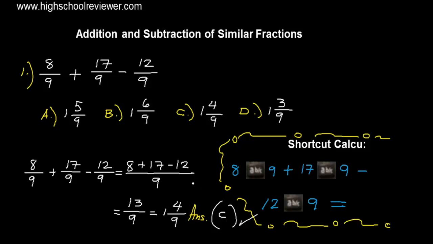Now, for the last part, you can use the calculator as your shortcut. So in using your calculator, you will press 8, and then the fraction key for your calculator, which is A and B over C. And then press 9, and then press the plus sign, 17, the fraction key, 9, minus key, 12, fraction key, 9, and then the equal sign.